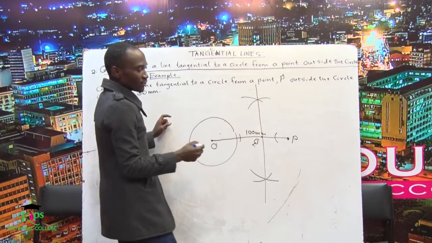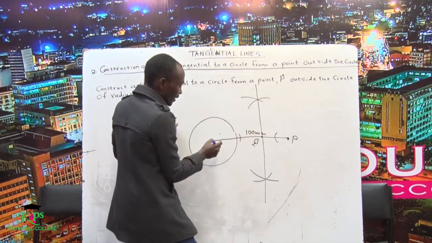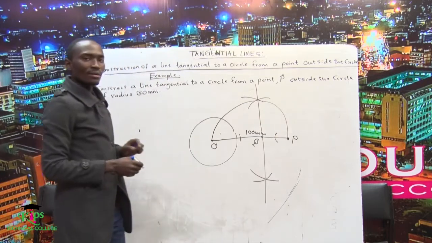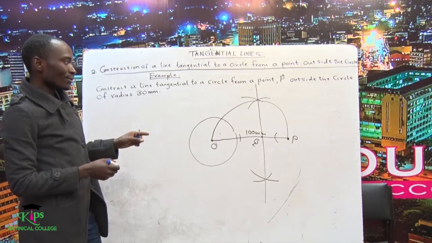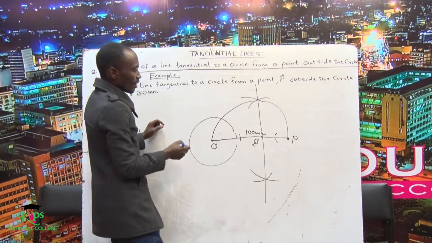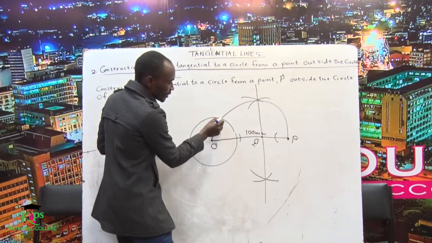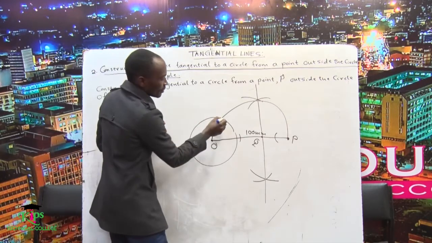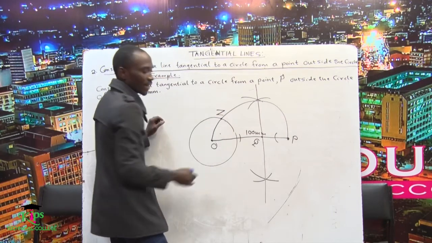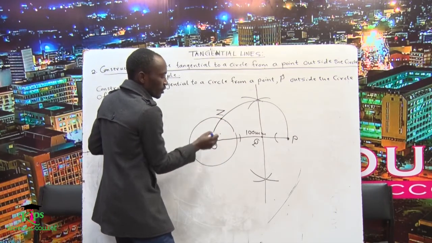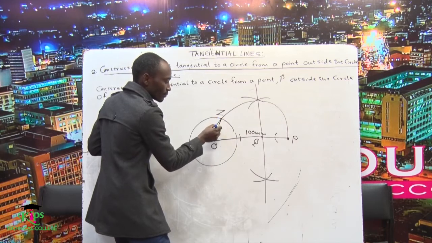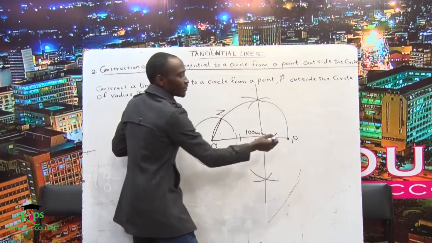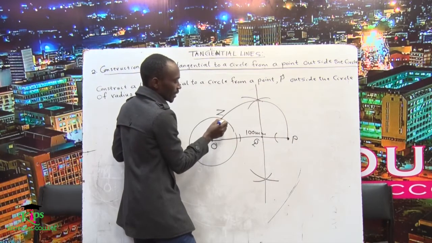So now, what you need to do, you will stand here with your compass, then draw a semicircle. So now, what happens? You can see the point where the semicircle intersects with the circle. Let's call it point Z. So I will join Z to O like that. Then again, with my ruler, I will join this point P to point Z like this.